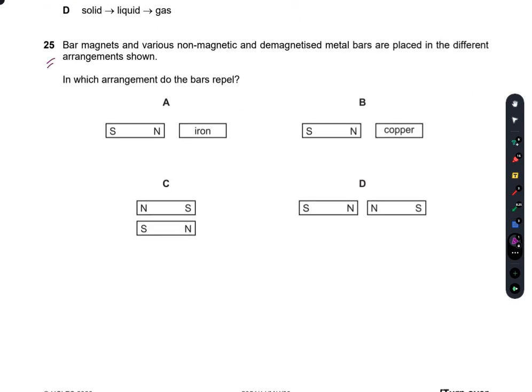Question number 25, a very easy one. Bar magnets and various non-magnetic and demagnetized metal bars are placed in different arrangements. Show in which arrangement do the bars repel. In A, this north pole will attract, causing magnetic induction, and this will induce an N pole here. Similarly, this will produce an N pole here. Both of these will attract, they will hug each other. And in D, there is north pole to north pole, so these both will definitely repel. So D would be the right option.